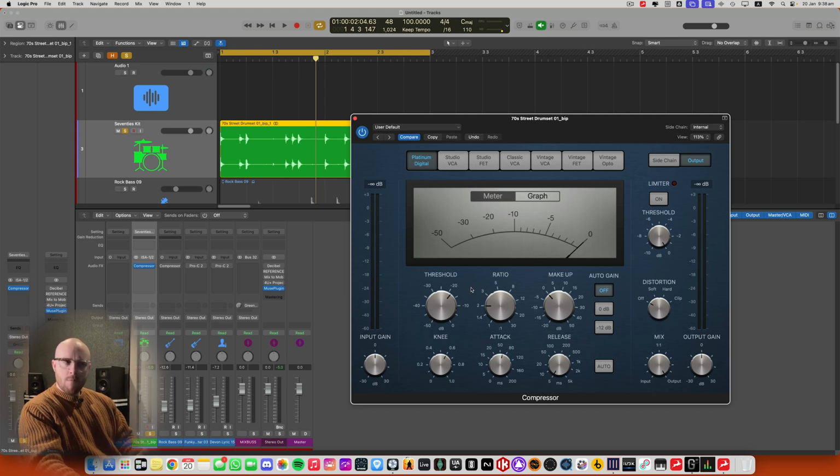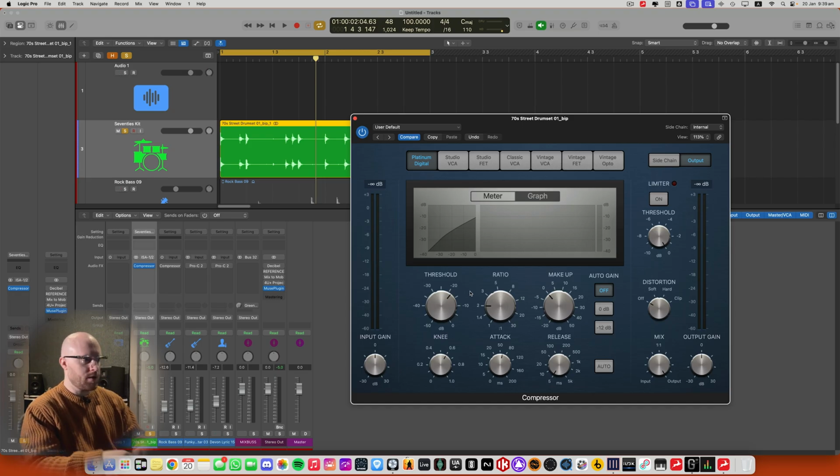Most compressors, though, will have another sort of visual display built in that is very helpful for understanding how these functions work, and that's the graph function. So let's switch to that there. Now, the graph function, which is displayed over here, is going to show effectively when and how the compressor is going to work. So to illustrate, I'm going to set some very extreme settings.